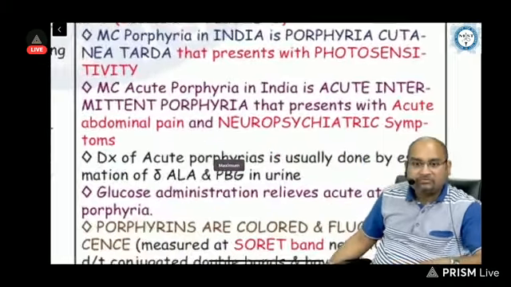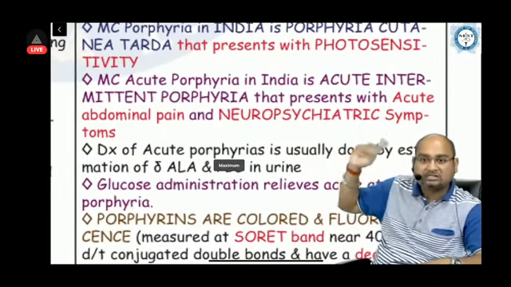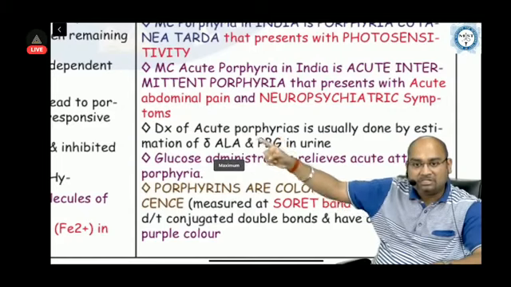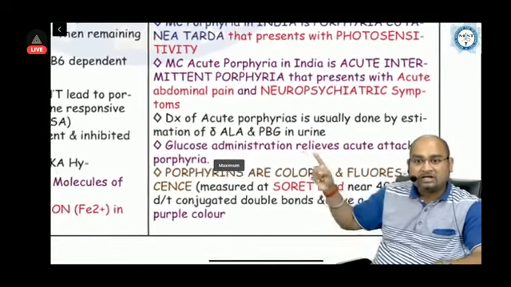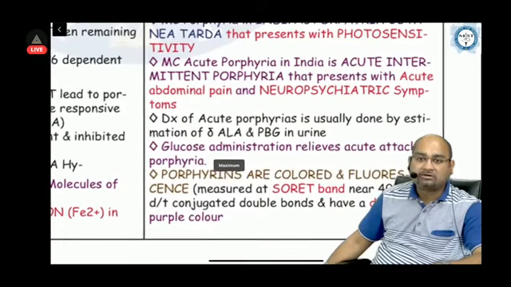Two symptoms, all of you will remember this: acute abdominal pain and neuropsychiatric symptoms. Two things come out in urine, delta ALA and PBG, and treatment is by glucose administration, which relieves the acute attack.